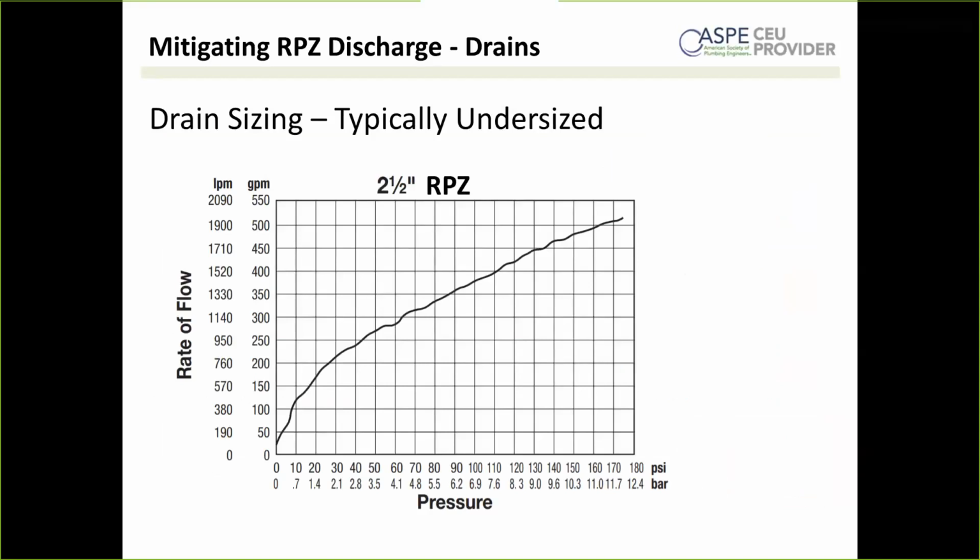So here we have that same 2.5-inch RPZ relief valve discharge flow chart. That 320 gallons per minute will require something like a 4-inch drain. This means that the actual piping to the sewer is 4 inches, not just a 4-inch drain piped down to a 2-inch or 1-inch line.